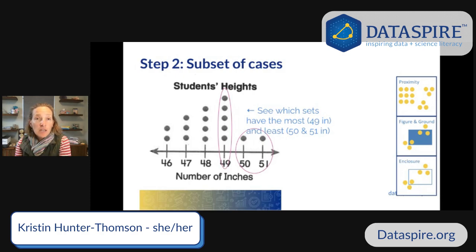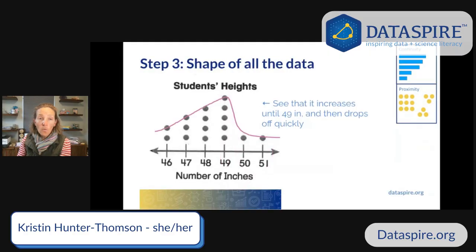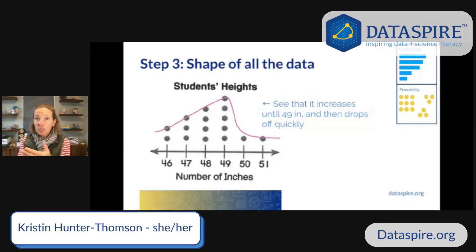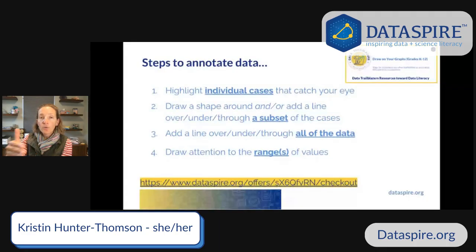But we can use these steps of annotation: okay, now focus on and physically draw around a subset of the cases, or physically draw a shape around all of the data. So what we're doing here is a variety of different things, but we're giving them a pathway to follow with these 4 steps of annotating the data. We're giving them a routine to use and practice, and we're giving them ways to see different parts of the data and the patterns, getting their eyes directed towards the kinds of things we pay attention to when we are working with the data.